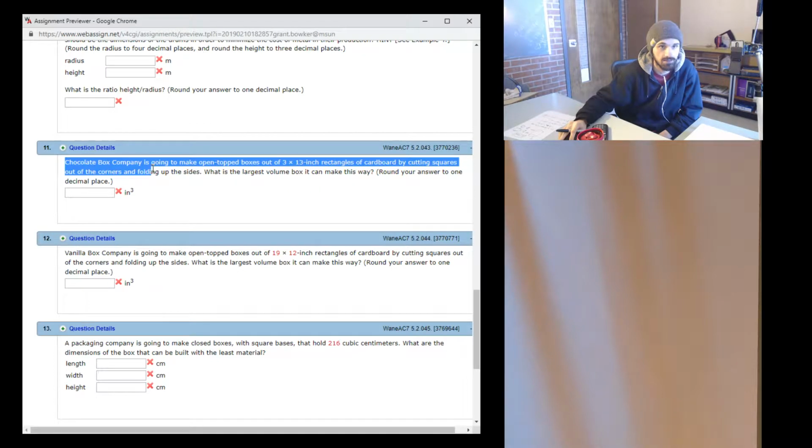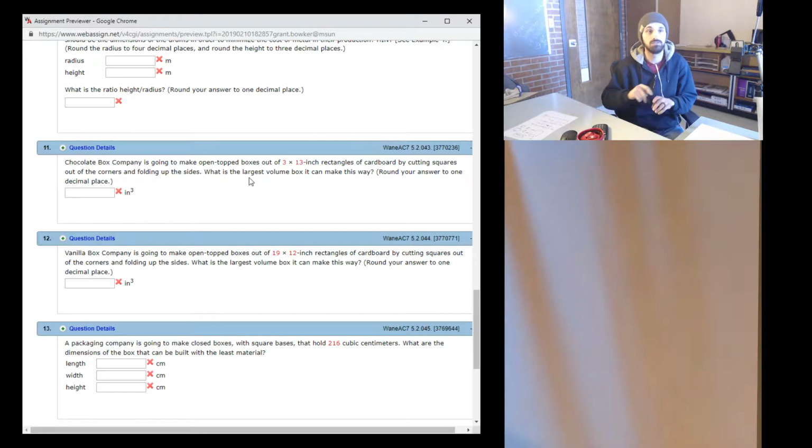So Chocolate Box Company, problem 11. Going to make open-topped boxes out of 3 by 13 inch rectangular cardboard by cutting squares out of the corners and folding up the sides. What is the largest volume box it can make this way?